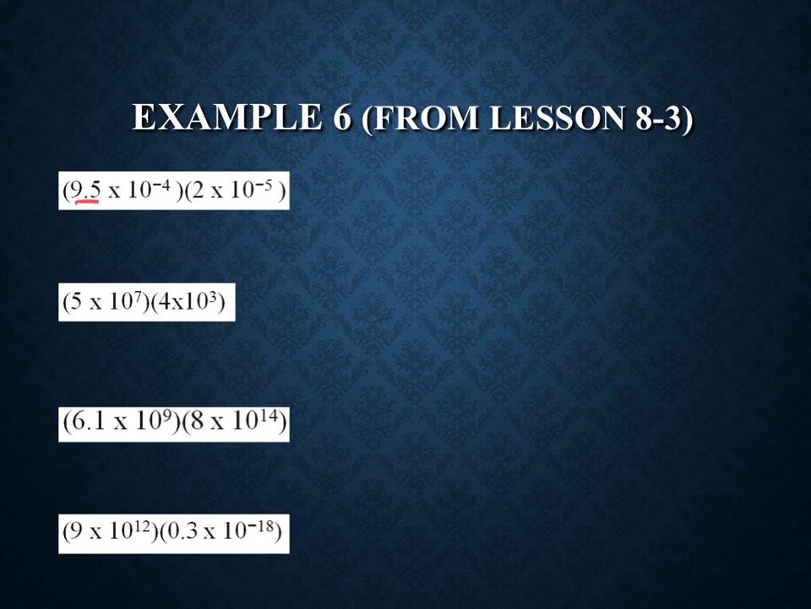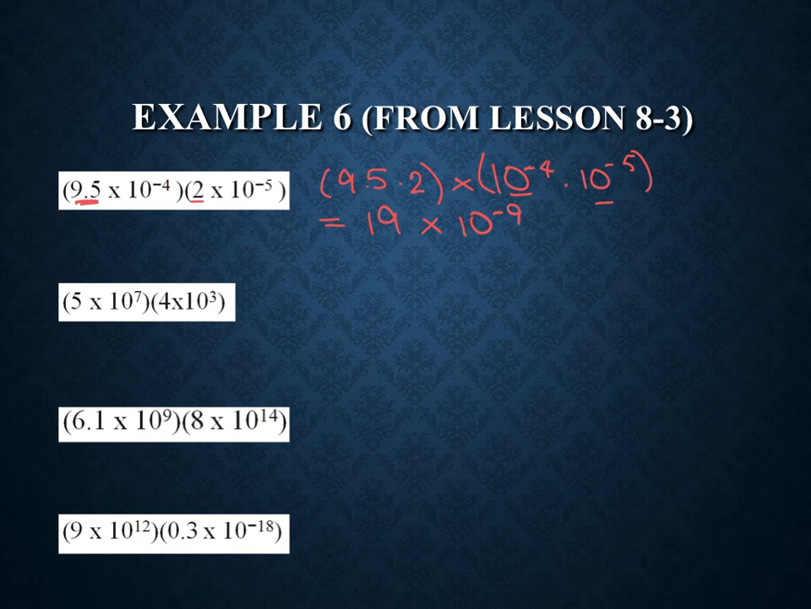So here I'm going to multiply the two whole numbers. So this gives me 9.5 times 2. And then I'm going to multiply that by 10 to the negative 4th times 10 to the negative 5th. So when you simplify, this gives us 19 times 10. When I have the same base, remember I add my exponents. So 10 to the negative 4th times 10 to the negative 5th actually gives me times 10 to the negative 9th.